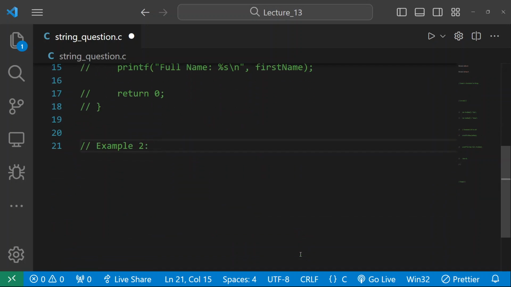Okay. Same way, let me write example 2, and this example is reverse string. Very important question.